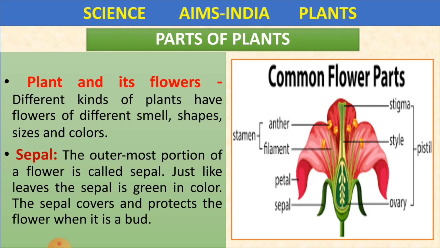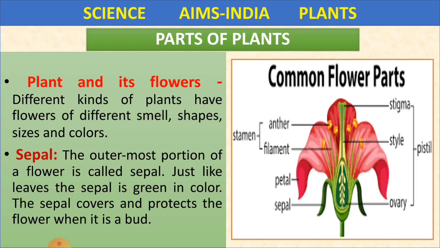You might have seen so many flowers around the house, outside the house, and every flower is different in shape. Some flowers are big, some are small, and they are different in colors. Some are yellow, some are white, some are red. And they also give different smells. All the flowers have different smells from each other. So all flowers are different from each other.